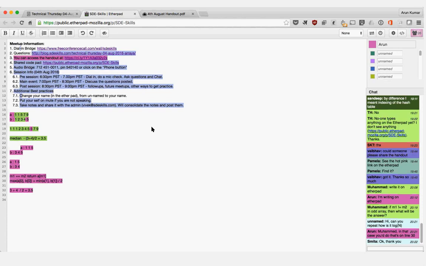Okay, can you give me an example right on the Etherpad? Okay, everybody can edit this. I don't know. Yeah, you can.